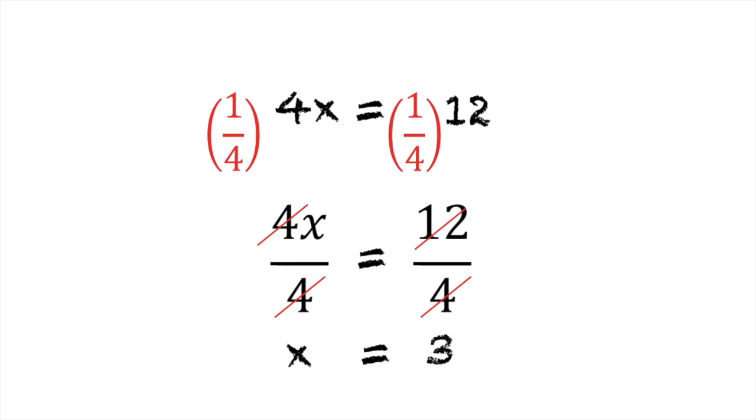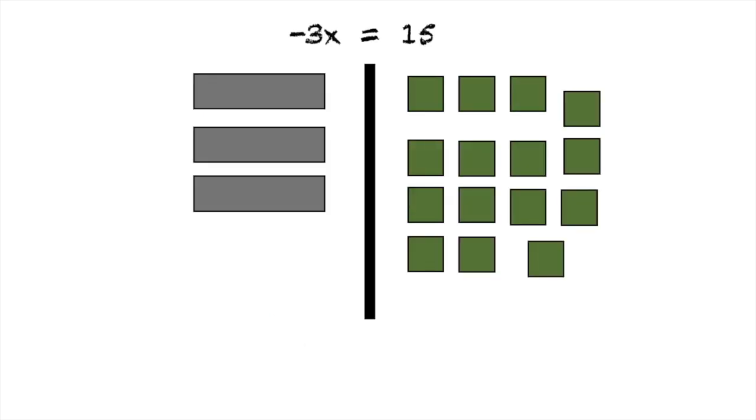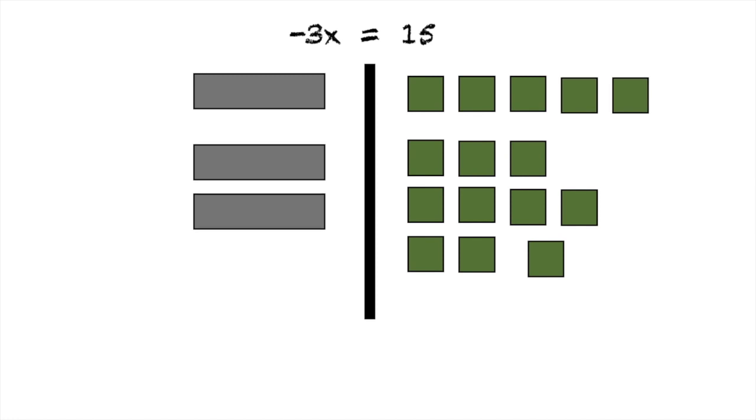Let's take another example. Here we have -3x is equal to 15. Here we have to do 2 things. If we take 1/3 of each side, or divide both sides by 3, will we have one x piece? Well, almost. We will have 1, but it will be negative. Now let's do that with our materials. Since there are 3 negative x pieces here, we will divide the group into 3.